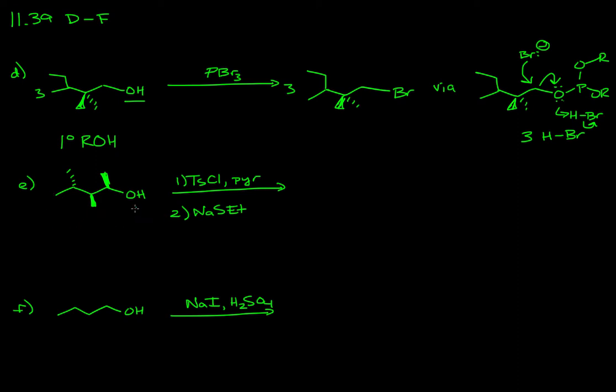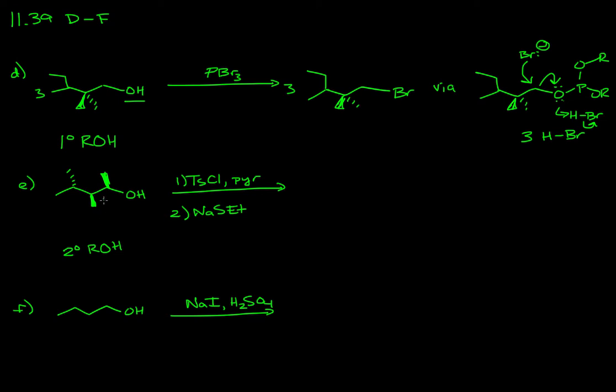In part E, here we're taking a secondary alcohol. We're treating that with para-toluenesulfonyl chloride in the presence of pyridine. Then in a second step, we're treating with sodium ethane thiolate. So there are a few things we have to consider in this problem.